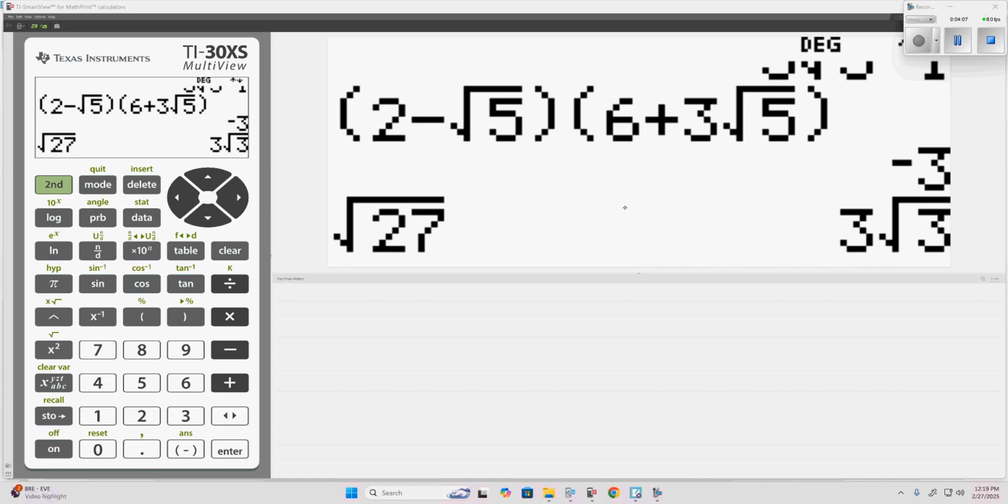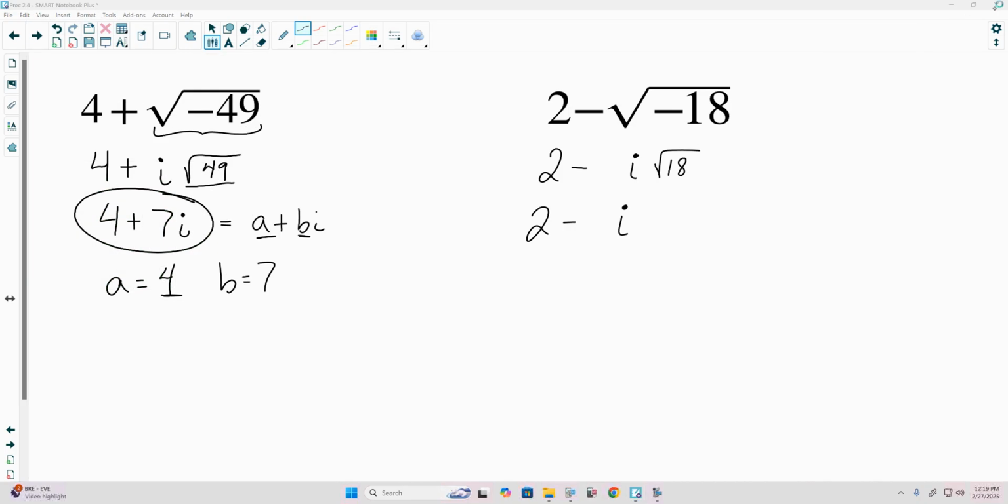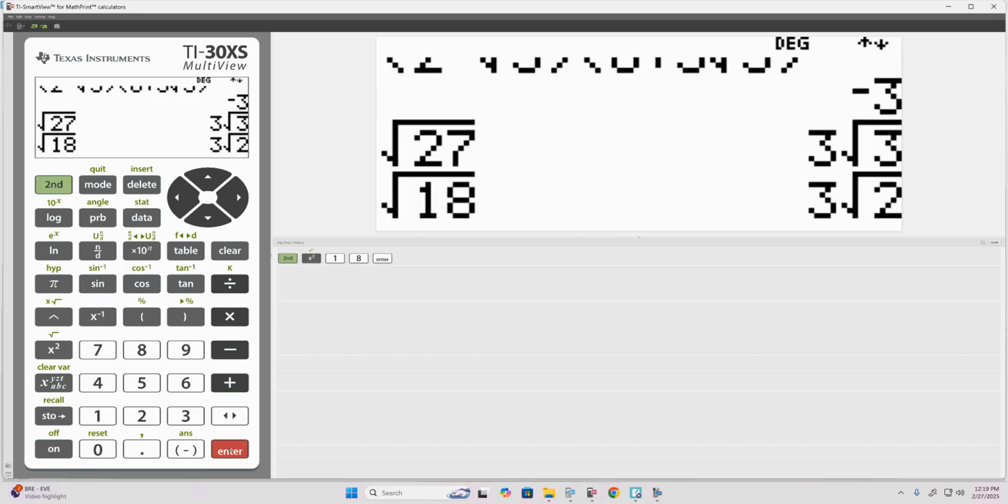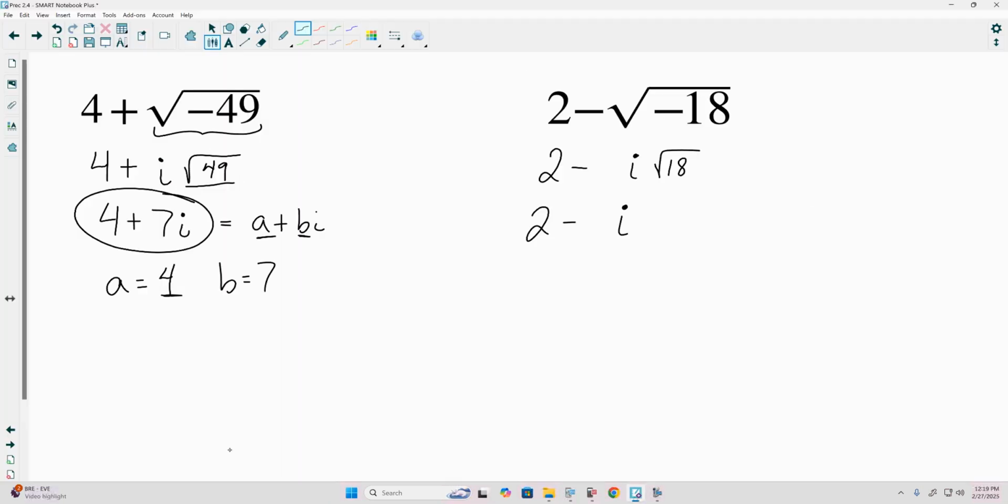Let's see here. Okay. Try that again. Second, square root of 18, because it's going to look for perfect squares that it can pull out. Notice it's 3 square root of 2, or in our case, 3i square root of 2. And that would be the final answer.